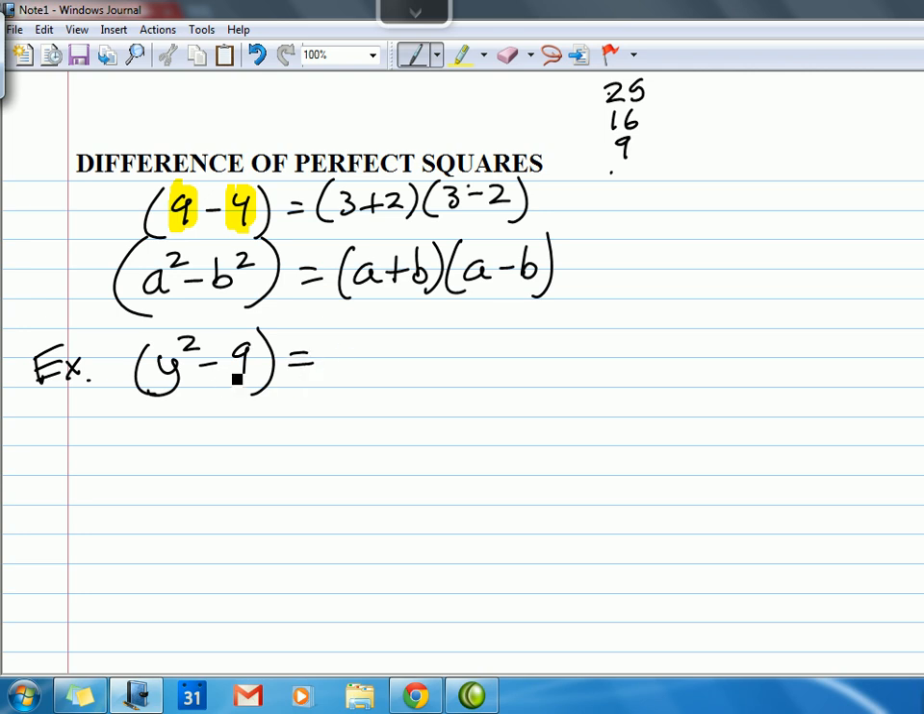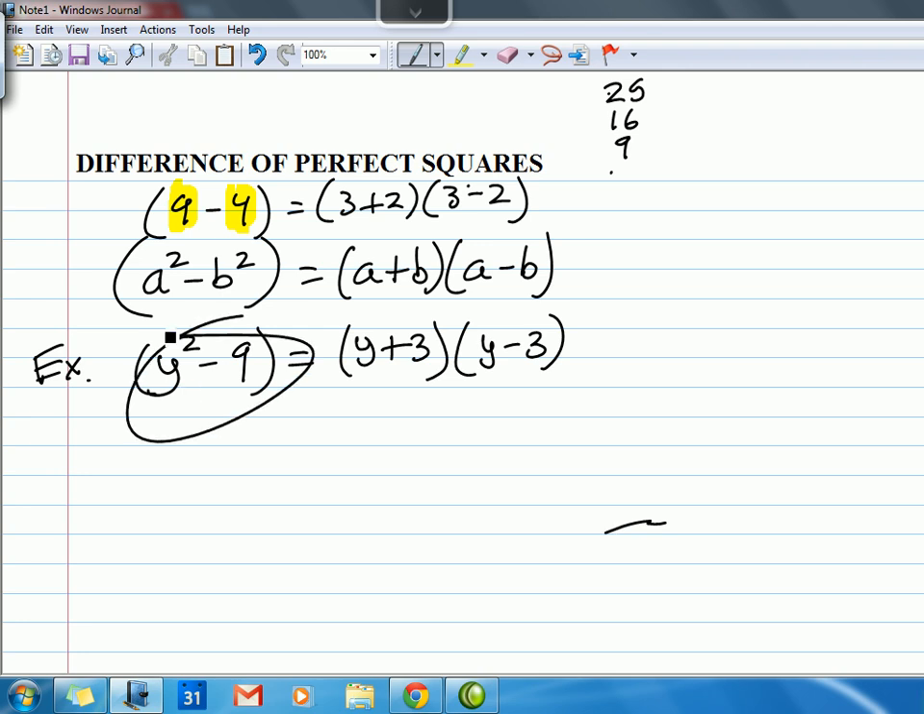So from here, all we're doing is substituting. We understand a squared is y squared, b squared is 9, so we just substitute right across. If a squared is y squared, then a would be just y, wouldn't it? And since b squared is equal to 9, b would just be 3, wouldn't it? So this would just be y plus 3 times y minus 3. And if in fact you FOIL this back, guess what you're going to get? You're going to get this.